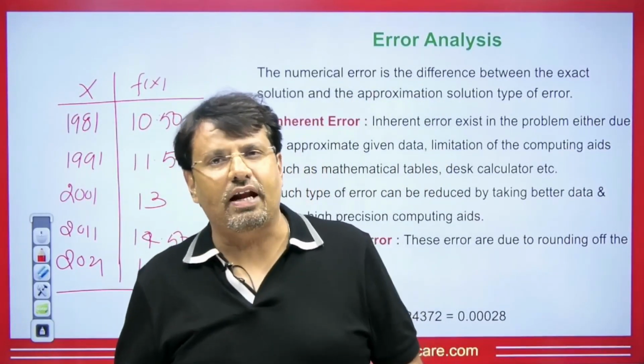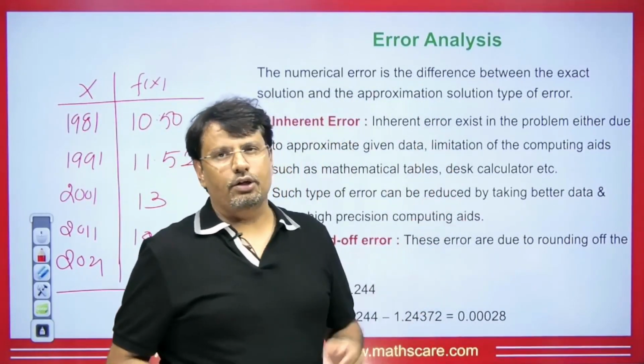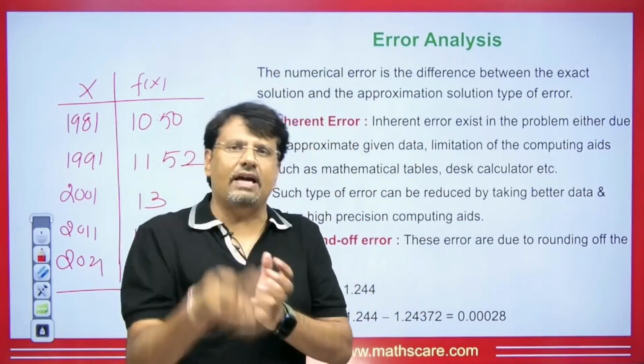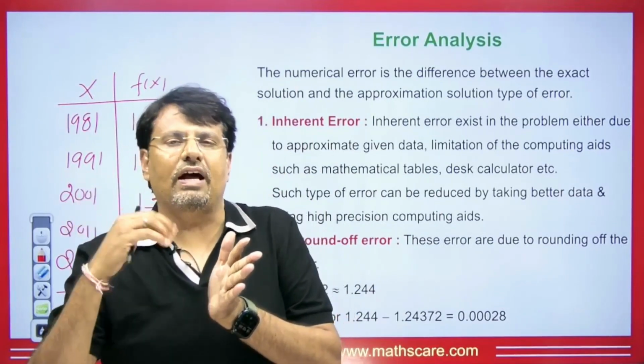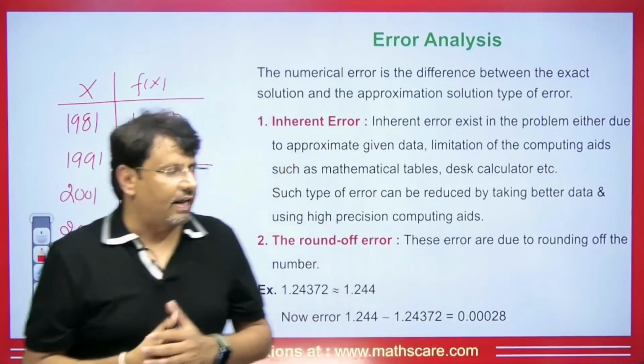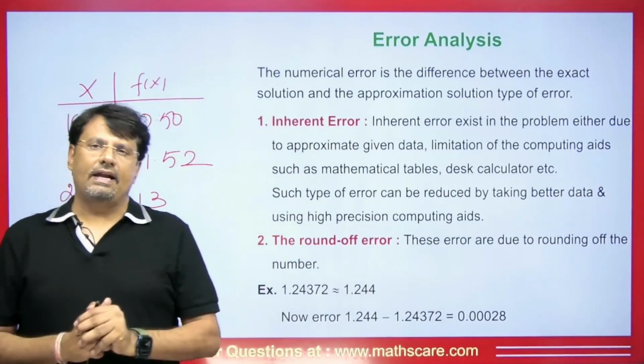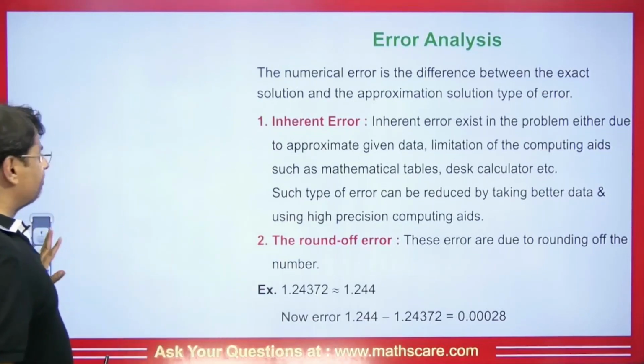The error that comes in the calculation is called inherent error, because the data we took had the error in it. Because of that, the final answer that we get will also have error somewhere or the other. That error is known as an inherent error. You need to understand this.